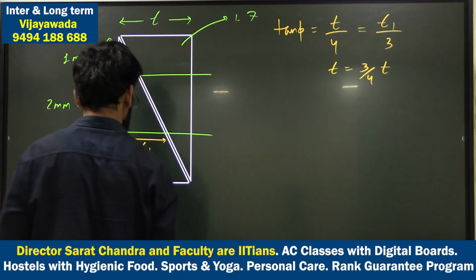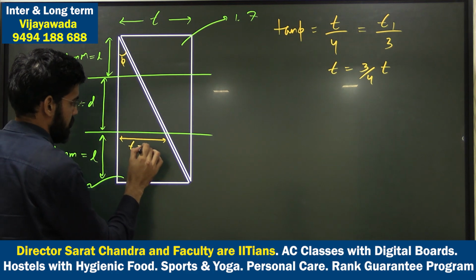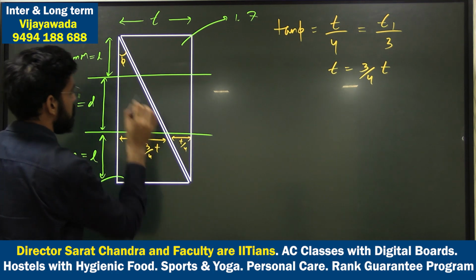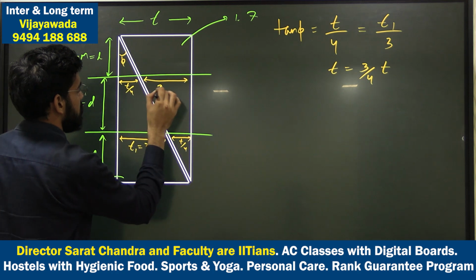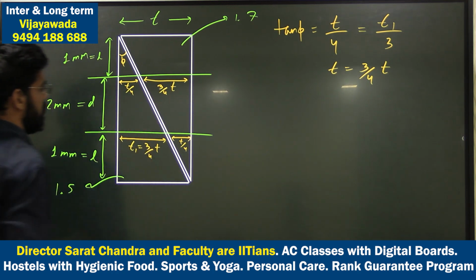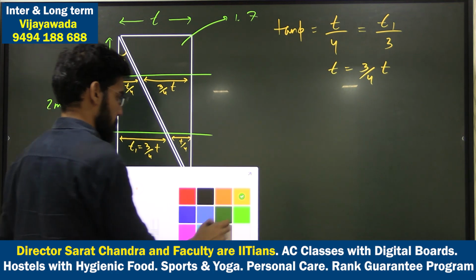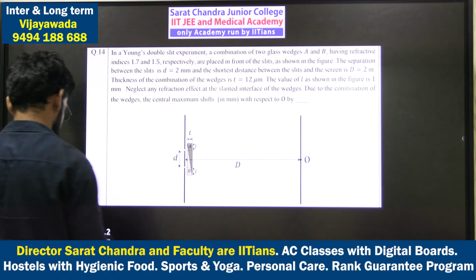Okay, so this T1 is nothing but T1 only, let's keep 3 by 4T. So this is how much? T by 4. So this is also T by 4, symmetric. So this is 3 by 4T. So total is T, that's why. Understood? This came.